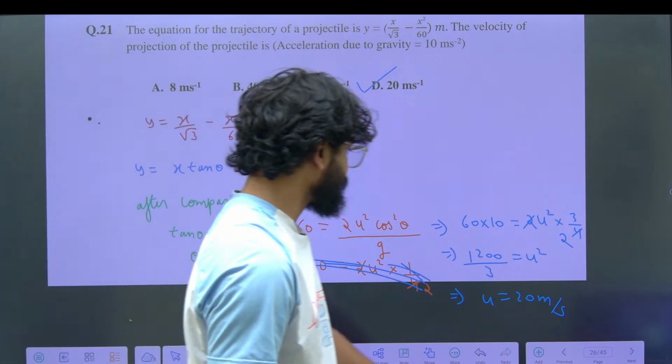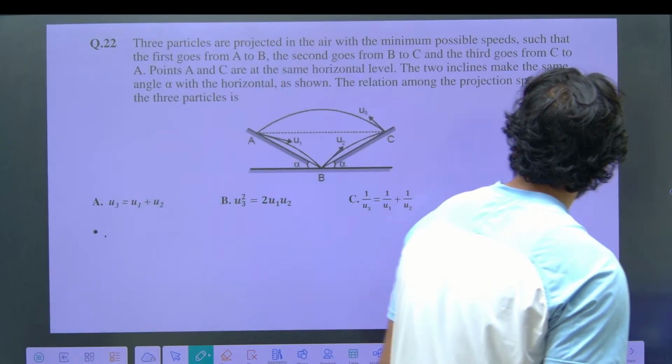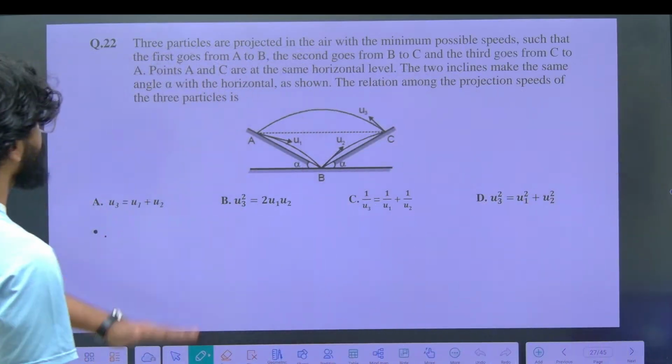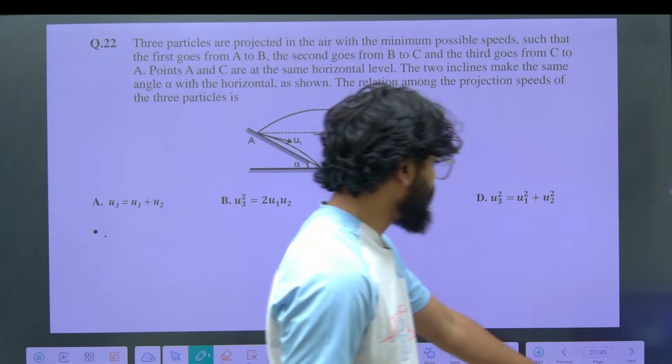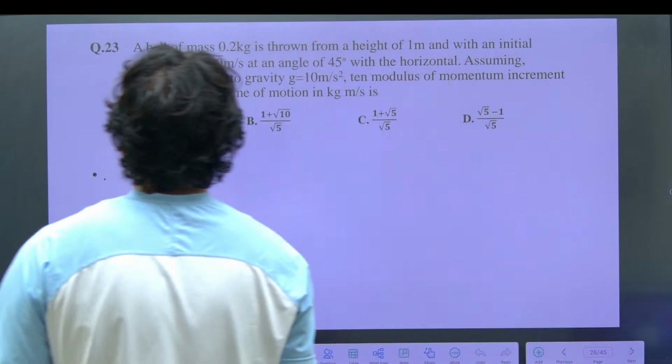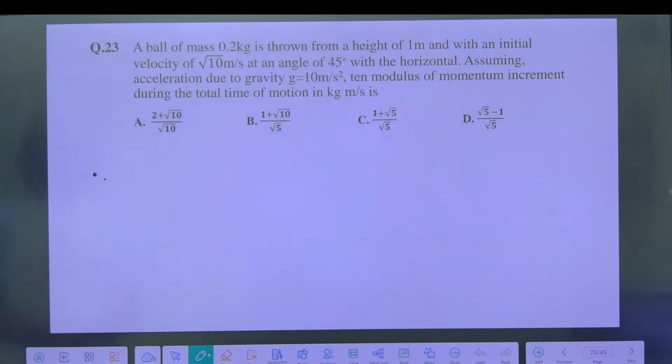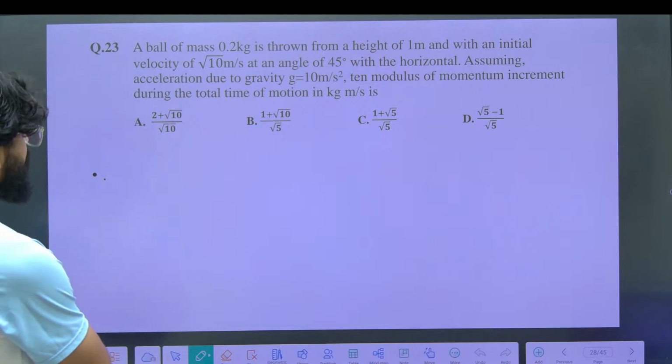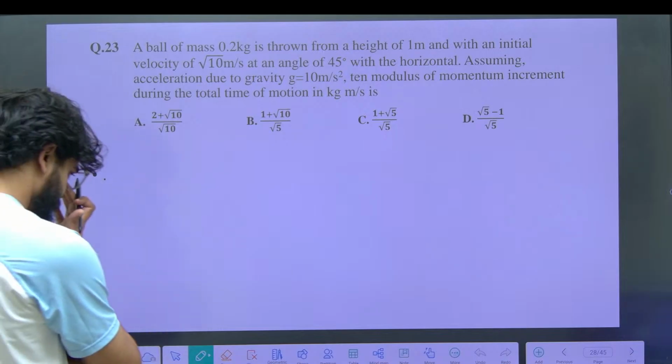Okay, let's go. Question number 22 is of incline, let's deal with it later. Question number 23: a ball is thrown from a height with an initial velocity at an angle to the horizontal. The modulus of momentum increment during the total time of motion is, okay.